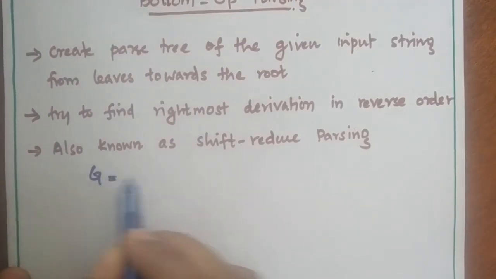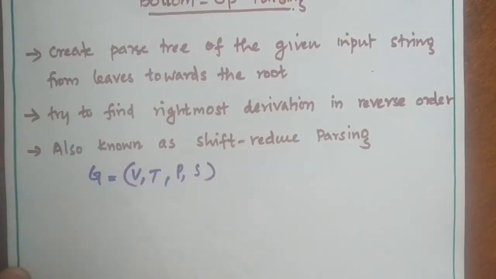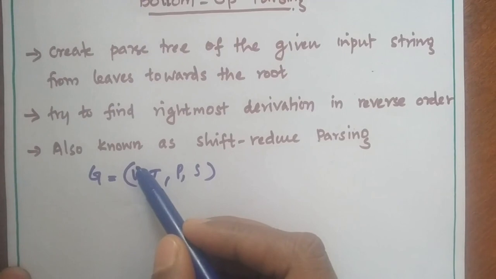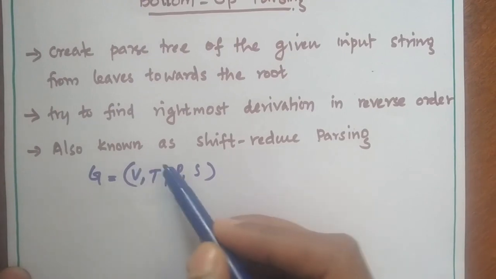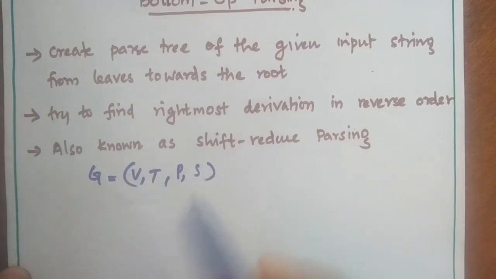G is equal to (V, T, P, S) is a grammar. Here we know what V is. V is a finite set of non-terminals or variables. T is a finite set of terminal symbols. P is a set of productions of the grammar G, and S is the start symbol.